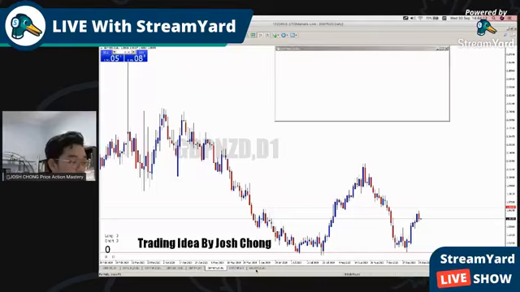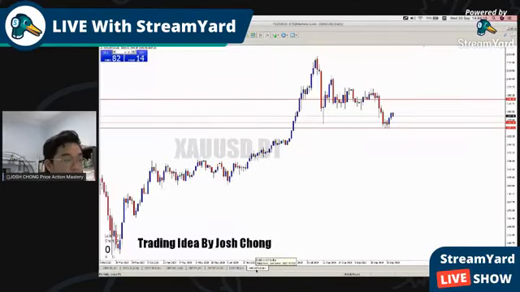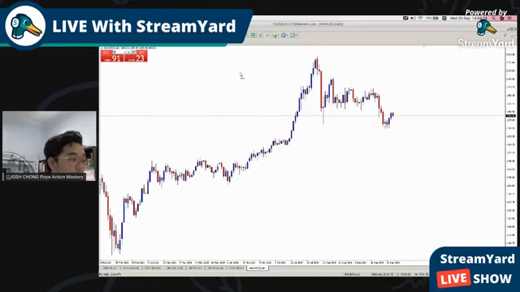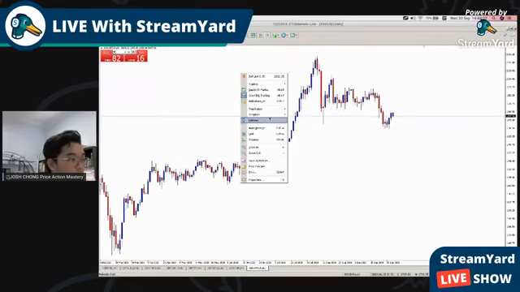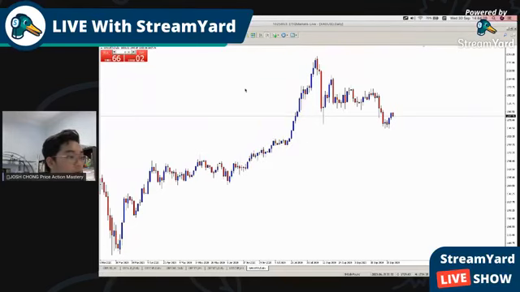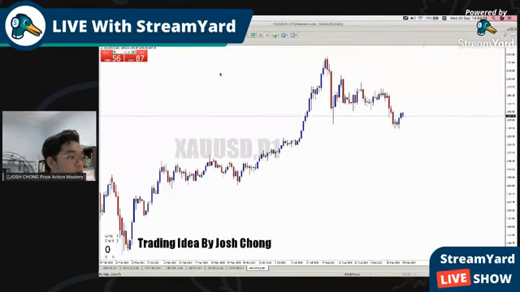Okay, let's talk about gold. Overall gold, maybe you know what's called a flagpole, but this flagpole just broke lower. Let me show you. This is what we call a flagpole. Squeeze up. We can say it as a squeeze.